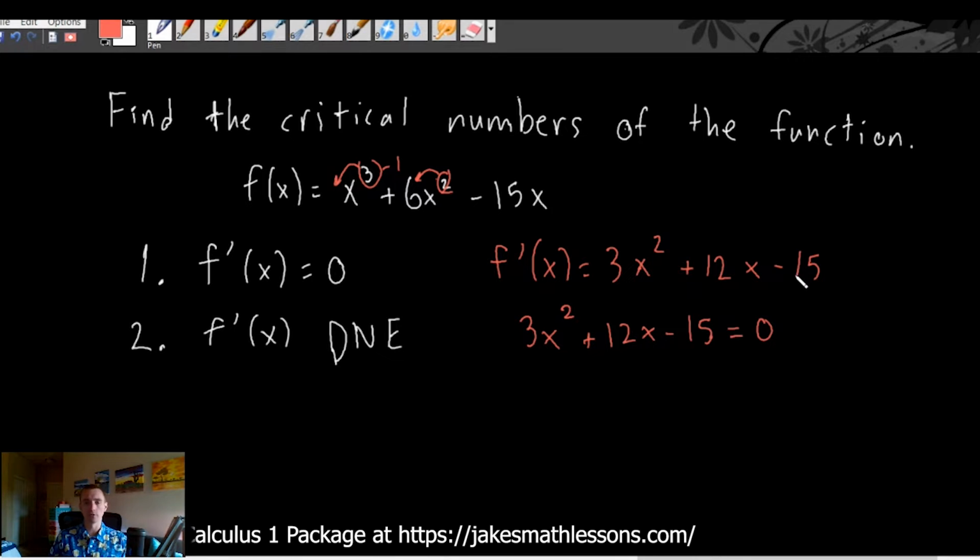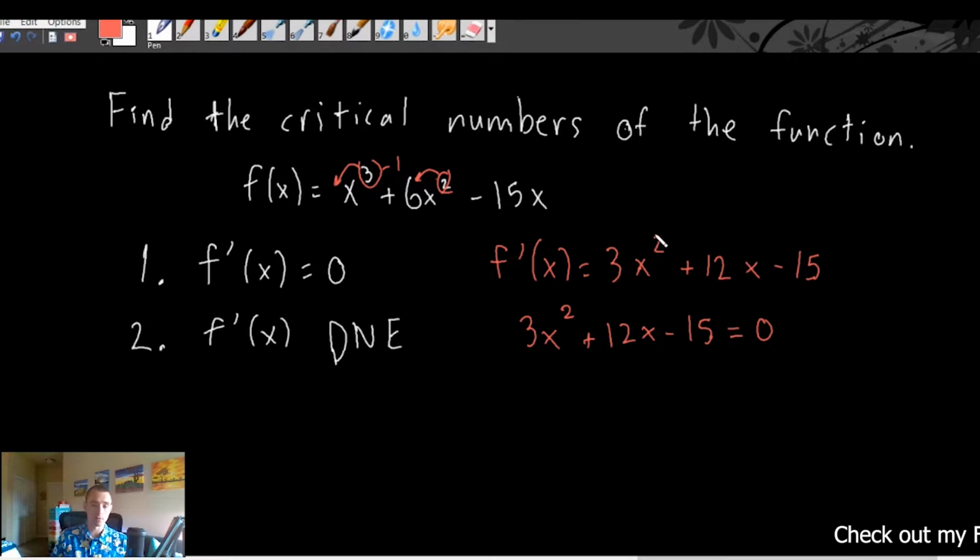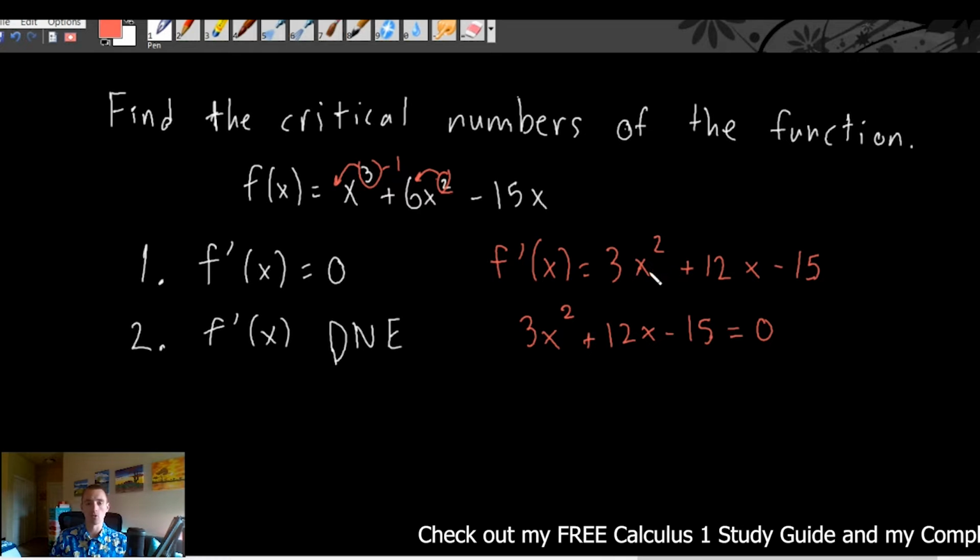Well, let's look at this function here for a second, because not all functions are going to have x values where the function does not exist. So this may not be applicable, but you always want to consider it just in case. So in this case, we have a polynomial, right? Some coefficient times x to a positive integer power, or a constant, like in this case.